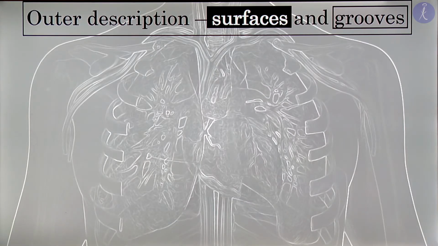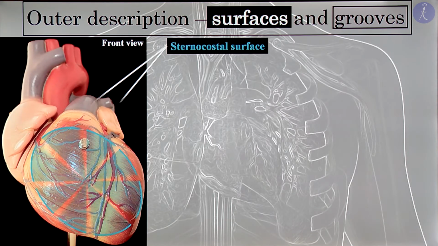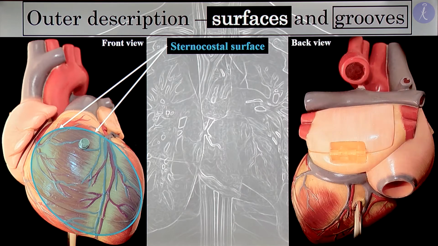Let's start the description of the heart with the outer surface. The grooves and the surfaces we will talk about first. On the front view, we can see the sternocostal surface. That's the biggest part of the anterior view. On the posterior view, it's not visible, of course, but from that direction we could see that.